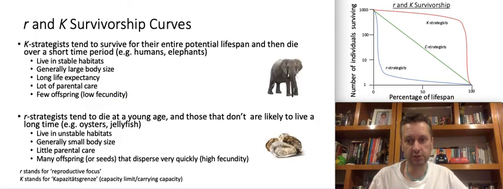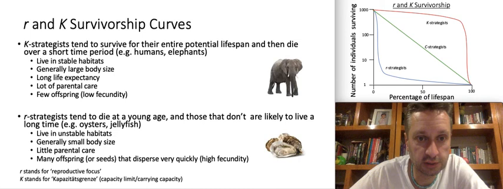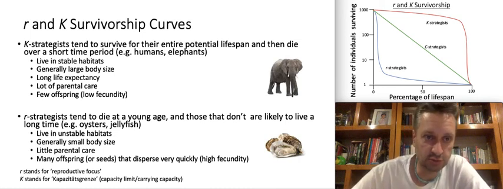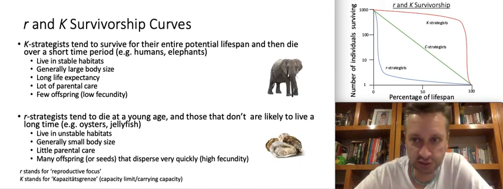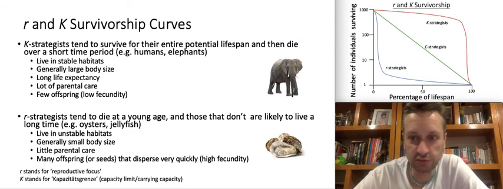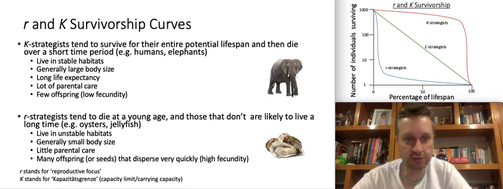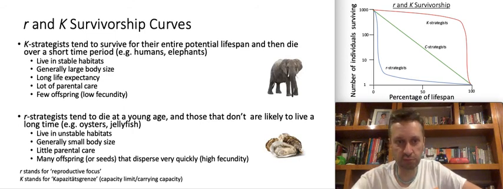Okay, so here's just some details. It says exactly what it says on the screen. K strategists, they tend to live in stable habitats. They're generally large, generally have a long life expectancy. They give a lot of parental care, and they have what we call low fecundity. That means they give birth to very few offspring in a lifetime.